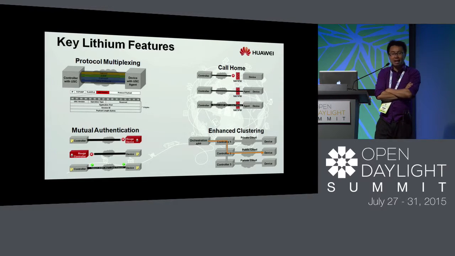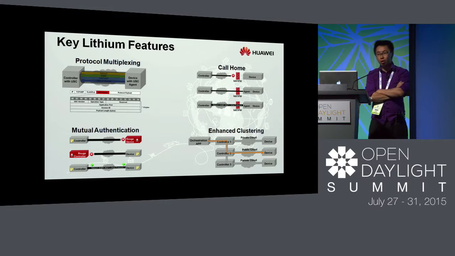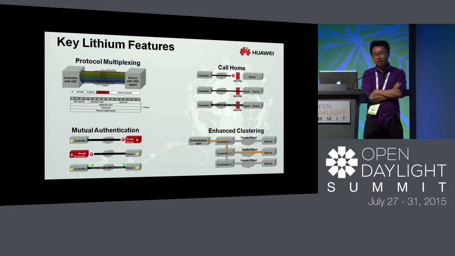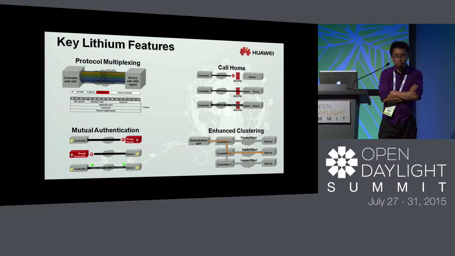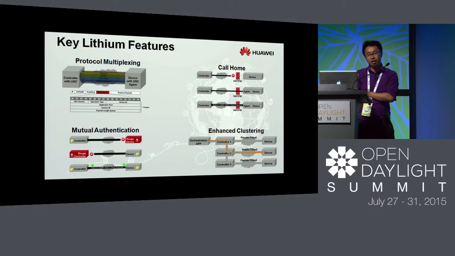The 4 main key features of USC in the Lithium release are protocol multiplexing, call home, mutual authentication, and enhanced clustering. So let's talk about protocol multiplexing first. Typically, each protocol will establish its own connection between the controller and the device. So you may have a NetConf connection between the controller and the device, and then another SNMP connection, another CapWeb connection, et cetera.